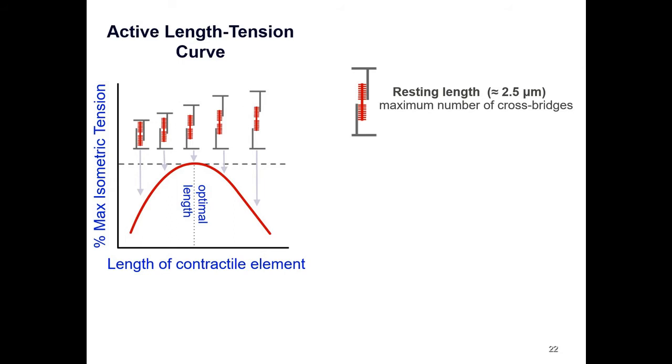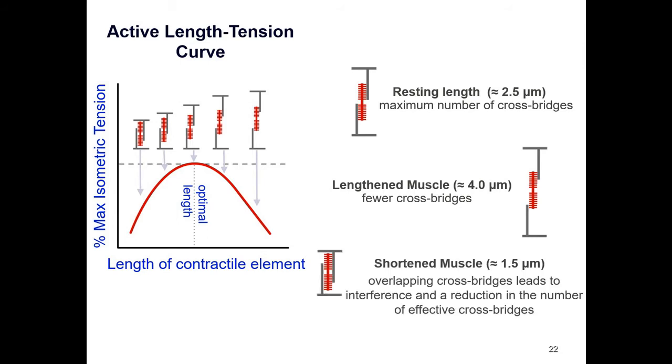In lengthened muscle, the length of the sarcomere is about 4 micrometers. In this configuration, the number of cross bridges that can possibly be formed is considerably reduced. This means that less force can be generated. Lastly, in a shortened muscle, the sarcomere length can reduce to about 1.5 micrometers, and overlapping cross bridges can lead to interference and a reduction in the number of effective cross bridges.